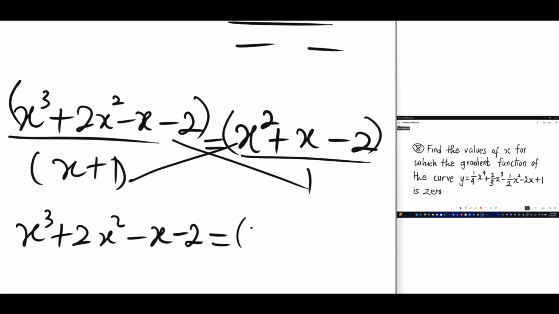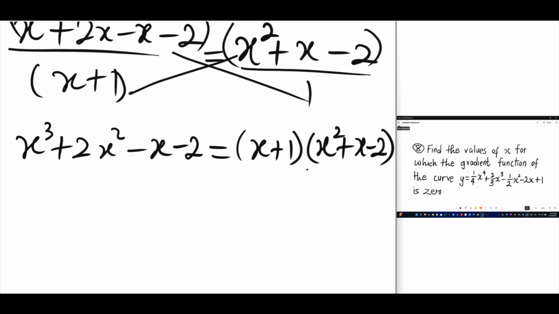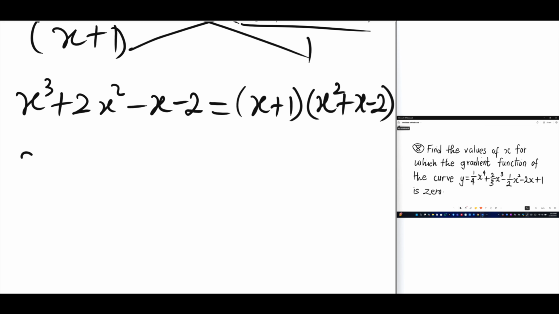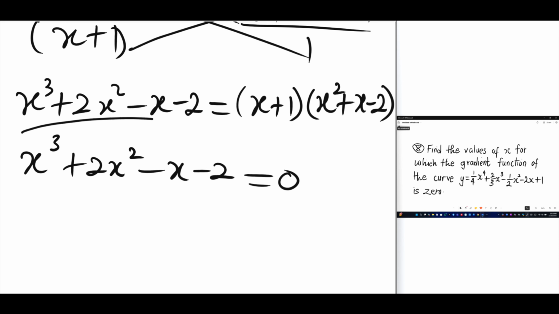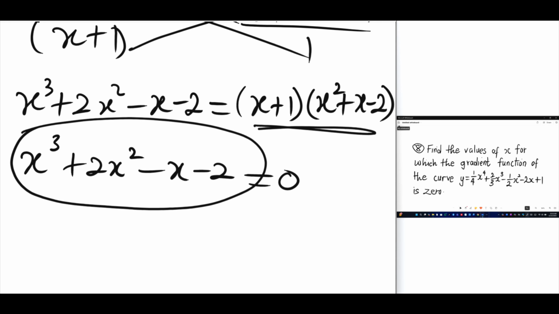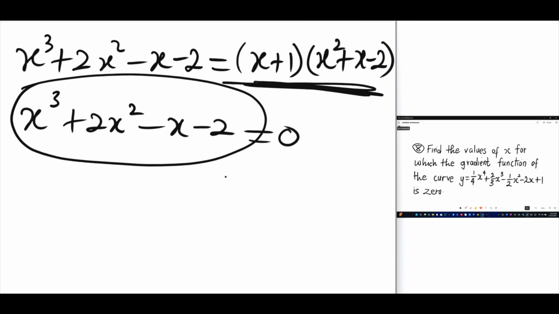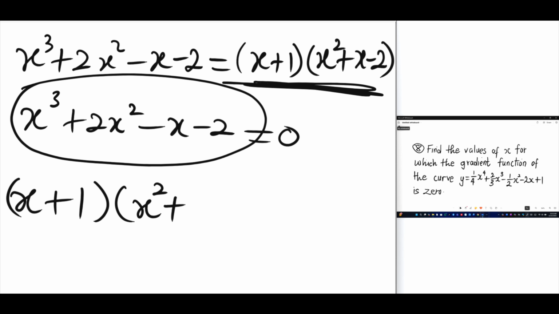So you are going to get x plus 1 multiplying x squared plus x minus 2. All right. So where we have the equation x cubed plus 2x squared minus x minus 2 equal to 0, we are going to replace this with the expression here. So it's going to be x plus 1 multiplying x squared plus x minus 2, all equal to 0.